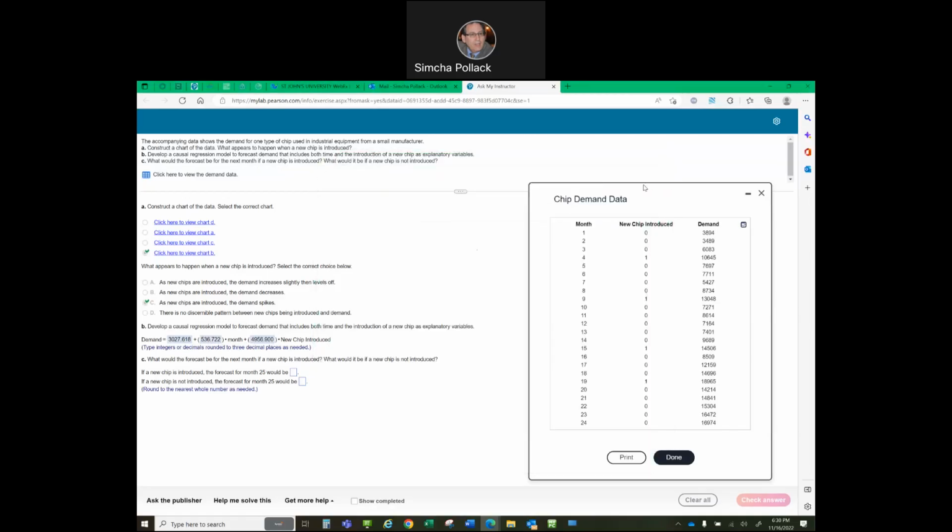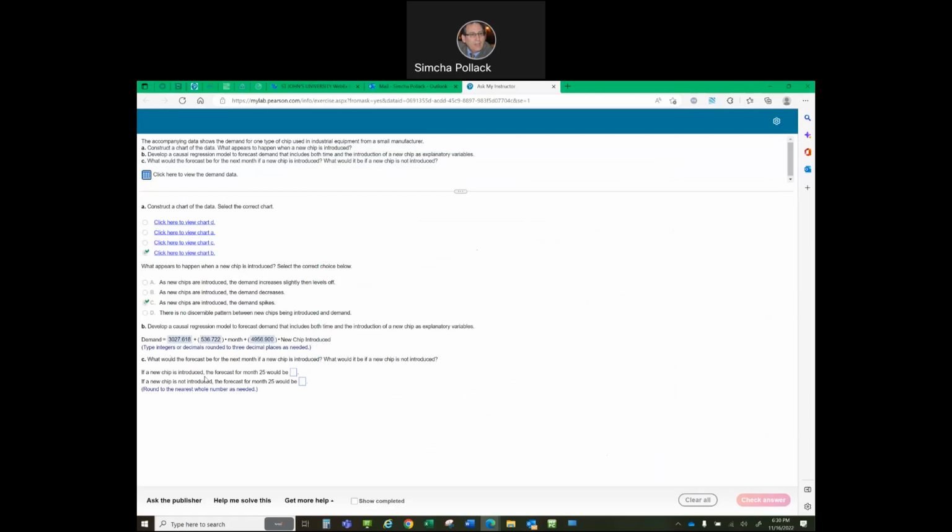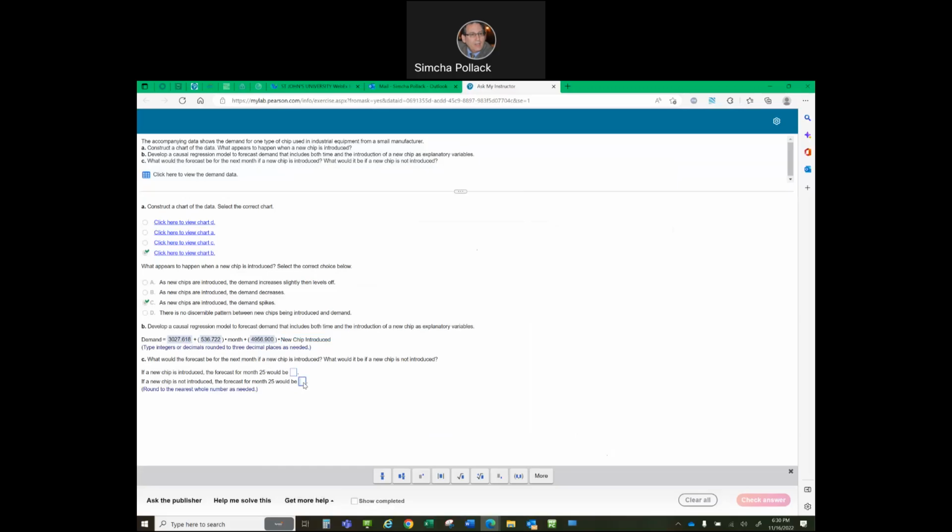So we don't need this anymore. Now the question is to make a forecast. Well, at month 25, you plug in a 25 here, multiply by this, and add on the intercept. But if a new chip is introduced, that variable is symbolized by a 1. So 1 times 4956 plus 25 times 536 plus 3027 comes out to, and here I have to get out my trusty calculator.